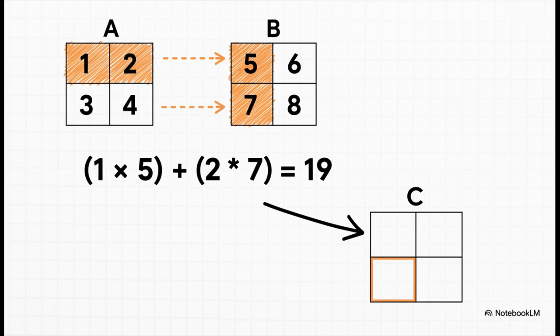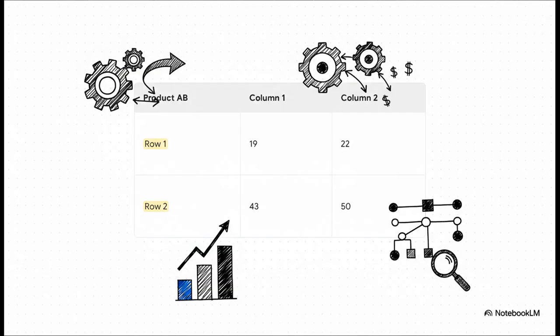We take the first element from the row, which is 1, and multiply it by the first element from the column, which is 5. Then we take the second element from the row, 2, and multiply it by the second element from the column, 7. Now we just add those two results together. 1 times 5 is 5. 2 times 7 is 14, 5 plus 14 gives us 19, and that number, 19, becomes the very first entry in our new matrix. And then we just keep that pattern going.